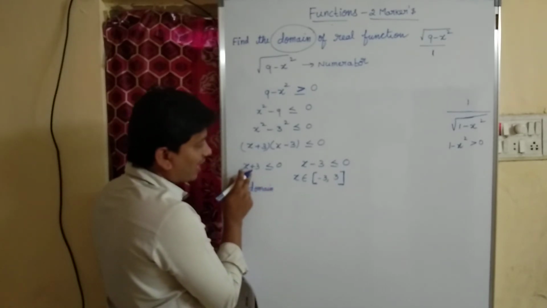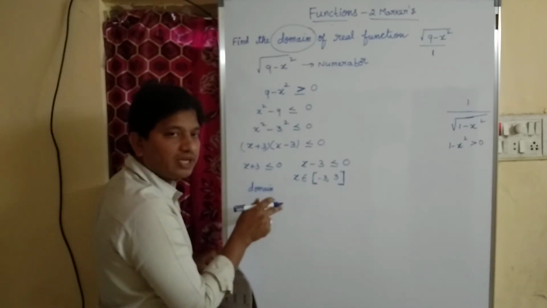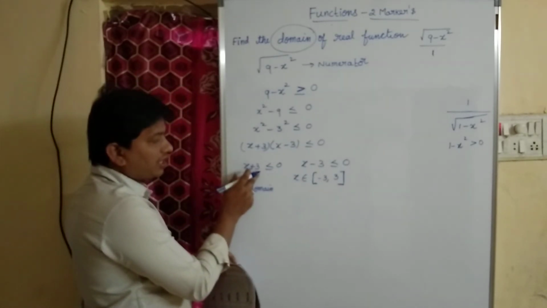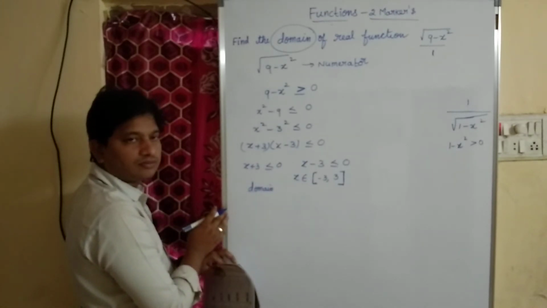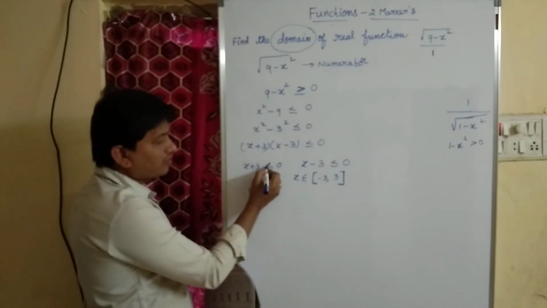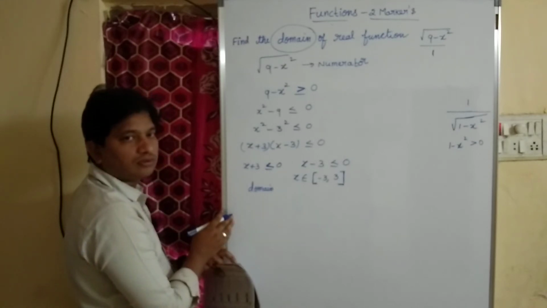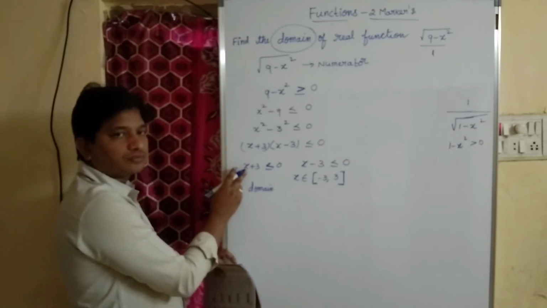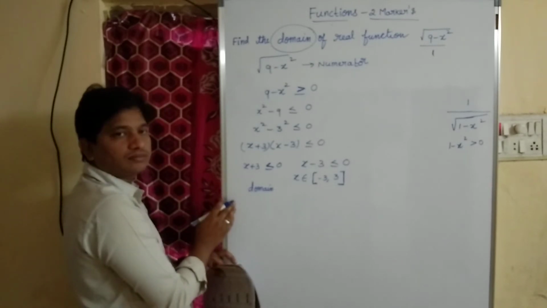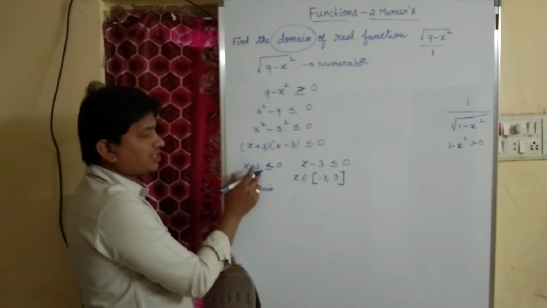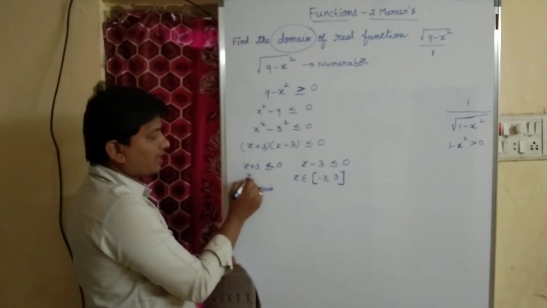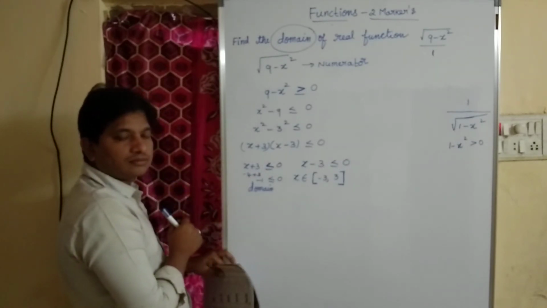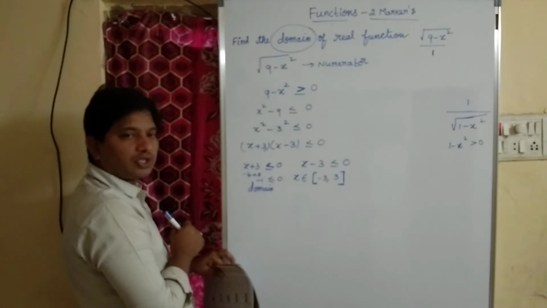So the values of x must lie between minus 3 and plus 3, because x plus 3 must be less than or equal to 0. The condition is what? It should be less than or equal to 0. When will it be less than or equal to 0? If I take, for example, x value minus 4, minus 4 plus 3 is equal to minus 1. Minus 1 is what? Less than or equal to 0.